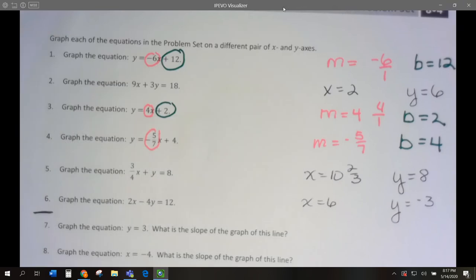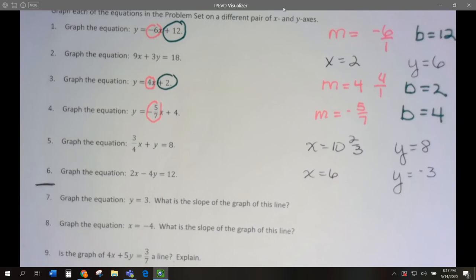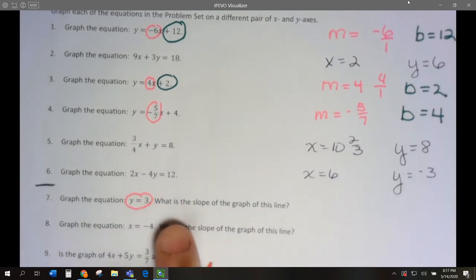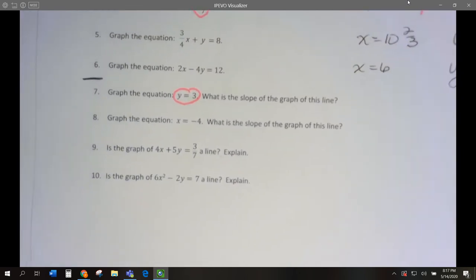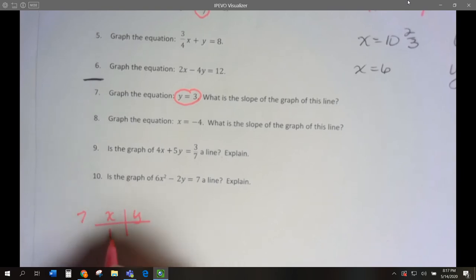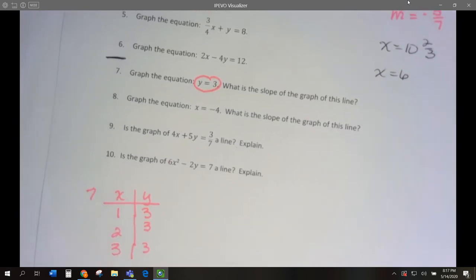Now, let's look at number 7. It says graph the equation y equals 3. What is the slope? Y equals 3 would be our y-intercept, but what about other numbers? We can think of it like this: if x is 1, y is going to be 3. If x is 2, y is going to be 3. If x is 3, y is still going to be 3. Y is always 3, so we're going to graph these points.